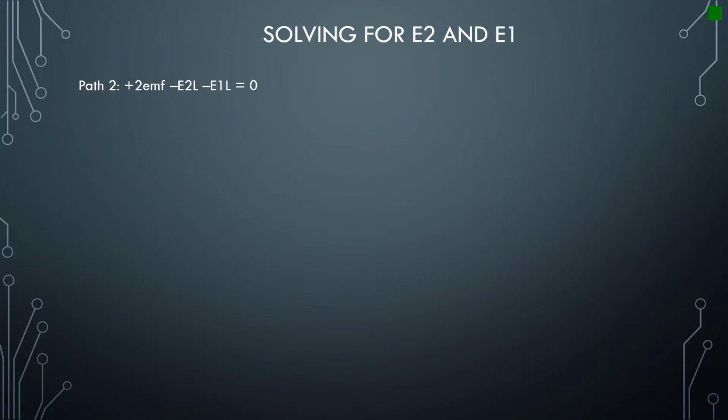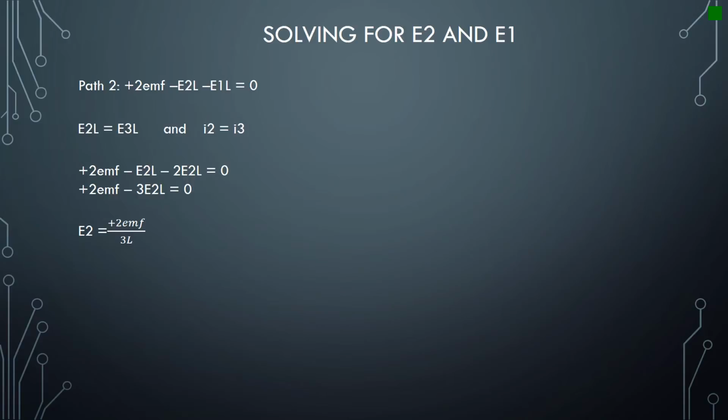For path 2, bulbs 2 and 3 are identical and connected in parallel, so they carry equal currents and potential differences. From the charge conservation equation, I1 equals I2 plus I3. Knowing that bulb 2 and bulb 3 are identical, it is clear that I1 is twice that of I2. So the potential difference of bulb 1 is twice that of bulb 2 and 3. Since E1 is equal to 2 times E2, we can substitute 2E2 into the energy conservation equation. So E2 is equal to 2 EMF divided by 3L, and E2 is equal to 125 volts per meter.